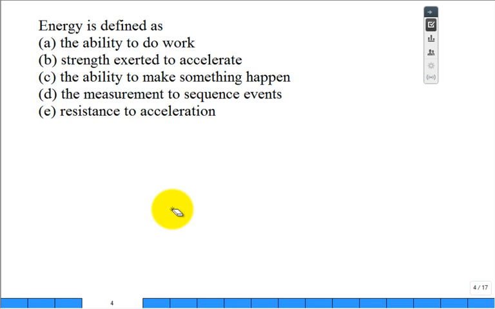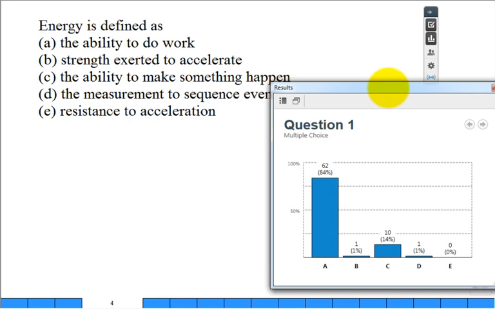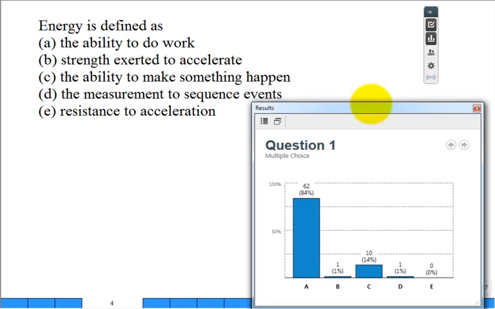Of course, I'm trying to put a tough question to you to help you, because the obvious answer is wrong. I need to stop this, and then we'll go ahead and look at the poll. Okay, most of us fell for the bait. Yep, most of us fell for the bait. Ability to do work.